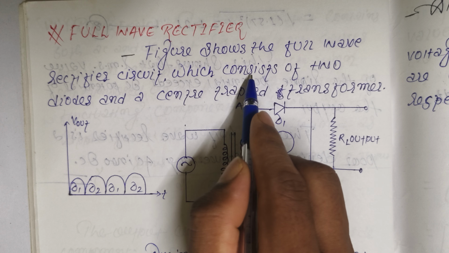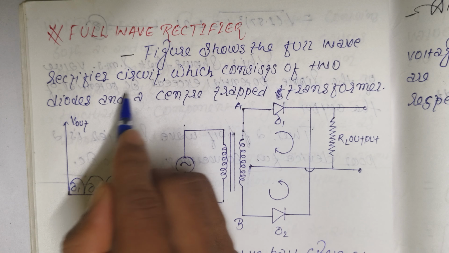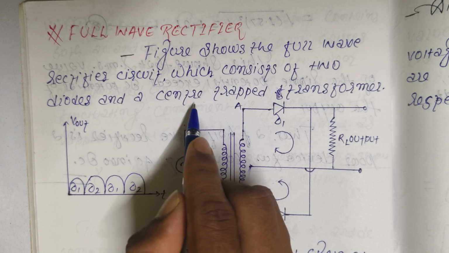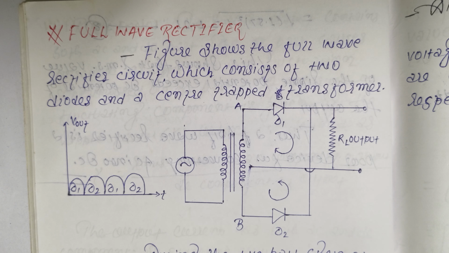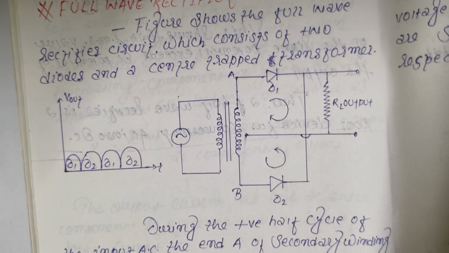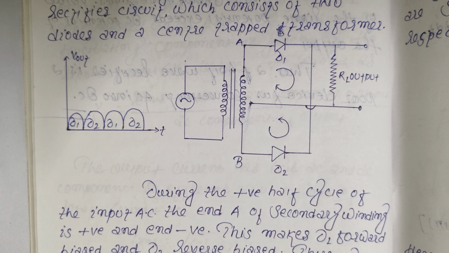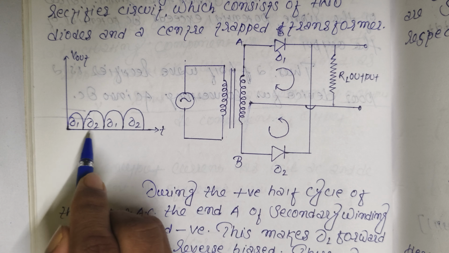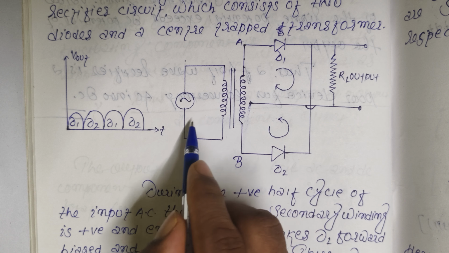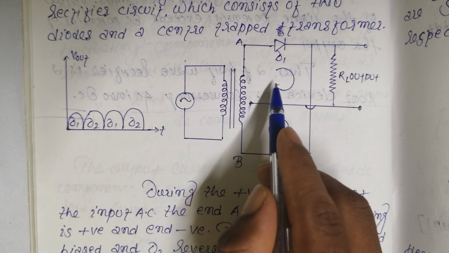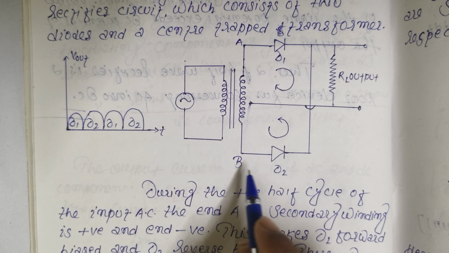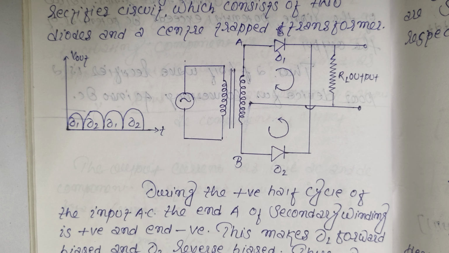The figure shows the full wave rectifier circuit, which consists of two diodes and a center tapped transformer. You can see the full wave rectifier circuit figure, friends. The figure is the most important part of the topic, so draw it carefully. V out, D1, D2. This is the transformer circuit, and these are the diodes, RL output, D1, D2, A, B circuit.